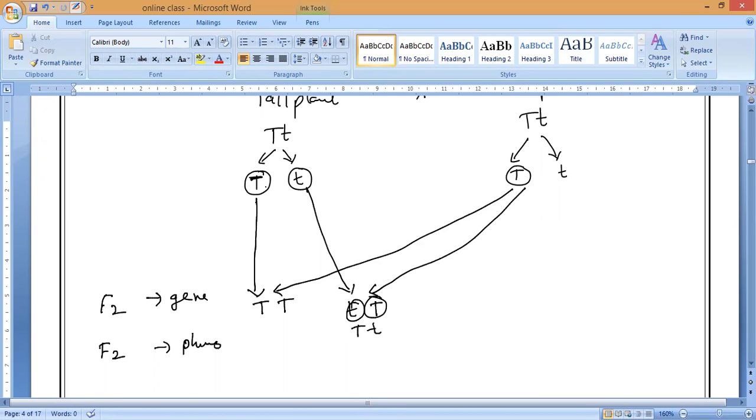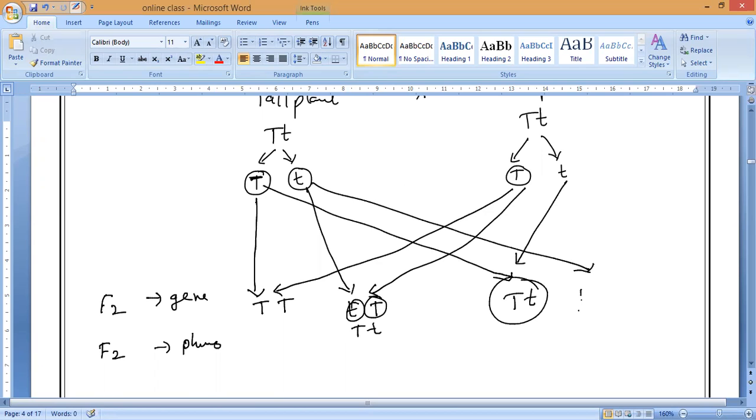Next one, what will happen? Here it will come capital T and it appears as a small t here also. Now the last one, what is it? It is small t, small t, and this is also small t. So this is the last.